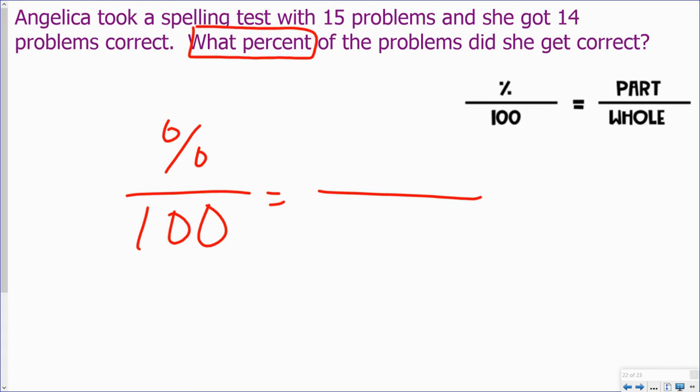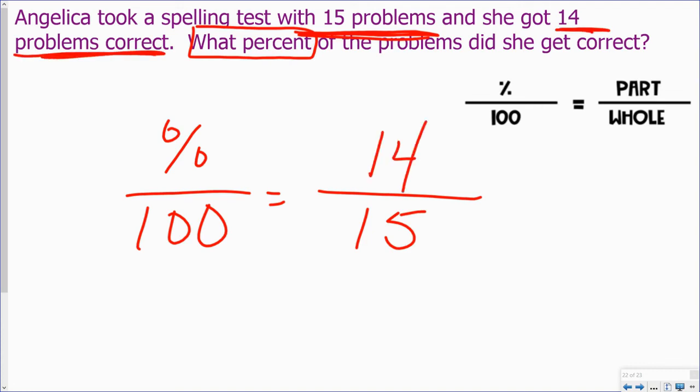Well, here I don't see the words "is" or "of", so that's not going to really help me. But it said the spelling test with 15 problems. So that's the total number of problems that the spelling test had. So I would put my 15 here, and she got 14 correct. So my 14 would be the part or the amount that she got correct.